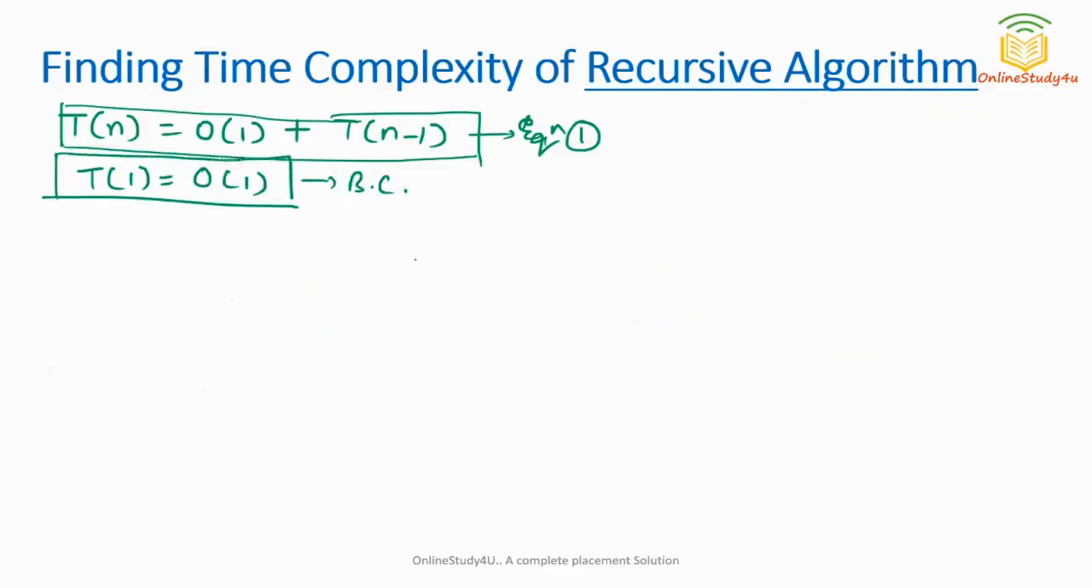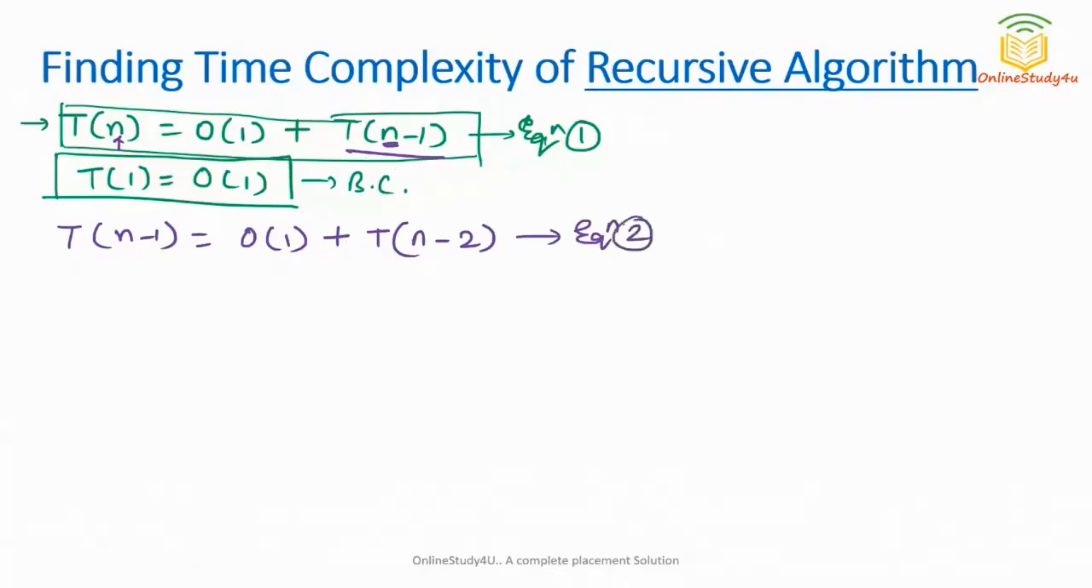Now let us move forward. From this you can see in this equation 1, we have to eliminate this term t of n minus 1, then only we can find the complexity. So let us find out t of n minus 1. How can we find? If we put n minus 1 in equation 1, it will become big O of 1 plus t of n minus 2, because if we replace n with n minus 1, it will become n minus 2. So this is equation 2.